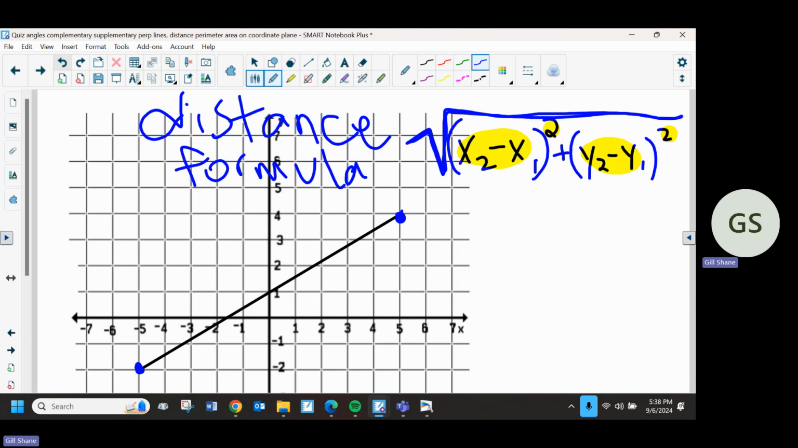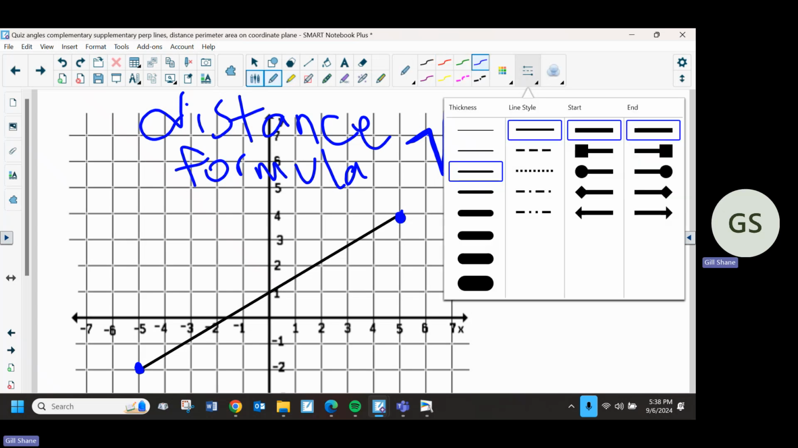So with that in mind, now I need to understand, well, what in the world are these ones and twos? Those are not math at all. When we put points on the graph, or put the coordinates or the ordered pairs, whatever you want to call them, let's try that one more time.